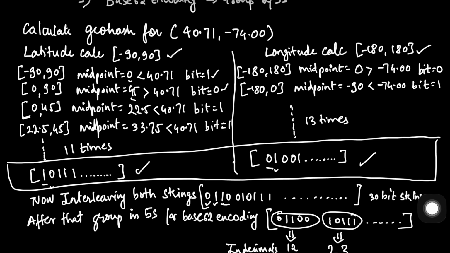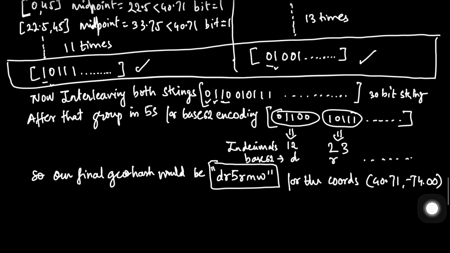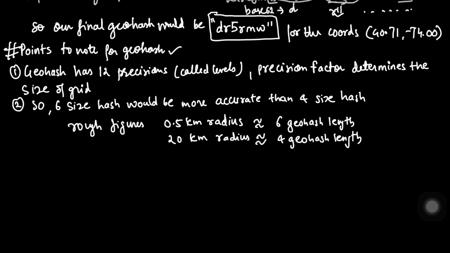Once we are done with all these things, our final geohash would be dr5rmw for the coordinates 40.71 comma minus 74.00. So now if you see, our coordinates which were two dimensional are converted into a string, and this is the magic that goes behind the geohash algorithm.